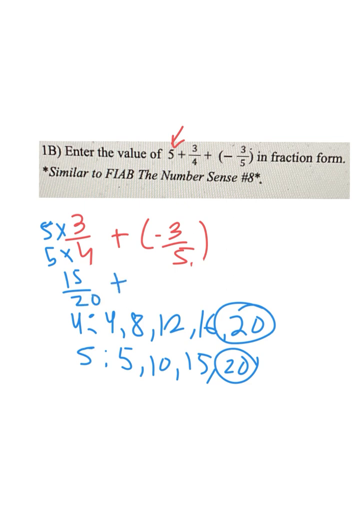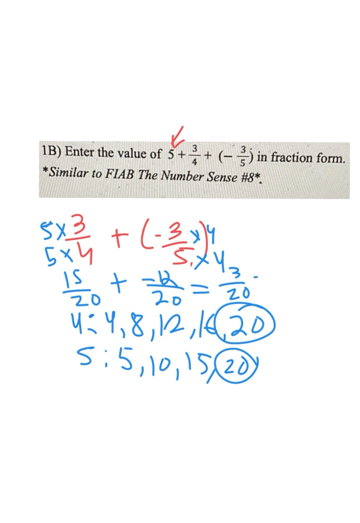And then we're going to add the other one. So what do I multiply times 5 to make it 20? 5 times 4. Whatever you do to the bottom, you got to do to the top. So that's going to be -3 times 4. And that will give me -3 times 4 is -12. 5 times 4 is 20. So now we have like fractions. And when you add those, the denominator is going to stay the same. So that'll be 20. 15 plus -12 is 3.